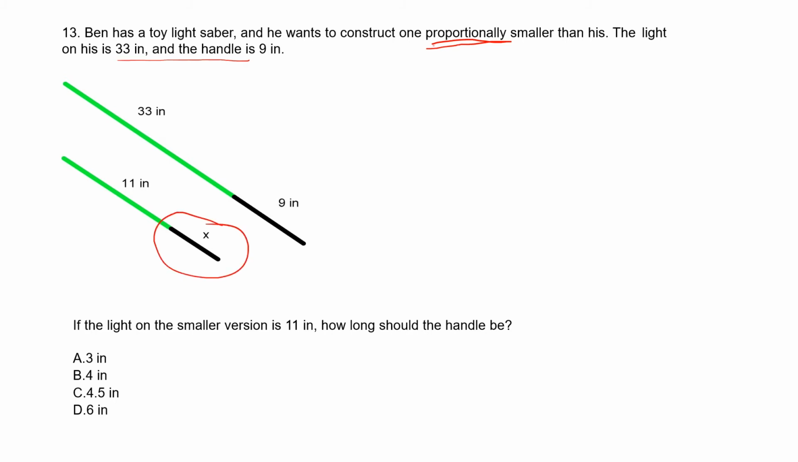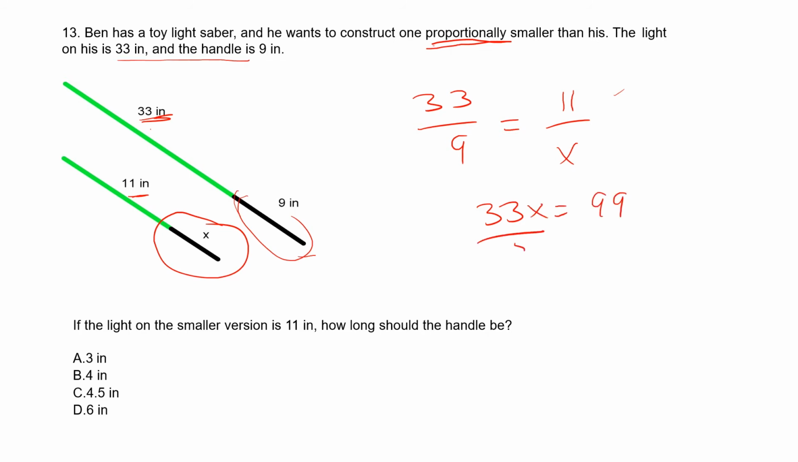So I could just set up a proportion, 33 over 9. So that is my larger lightsaber. And in proportion to 11 over x. And so again, both my sabers here, 33 and 11 have to be in the same position, as well as 9 and x, because they're both handles there. And then I just solved this. Cross multiply, 33 times x is 33x, 11 times 9 is 99. One step equation, 99 divided by 33 is 3. That is my answer.